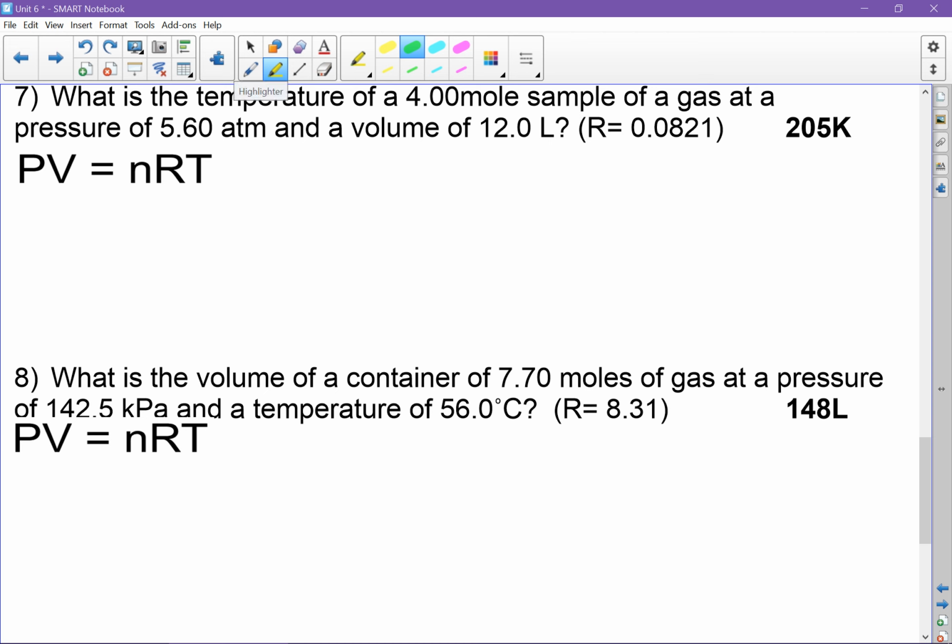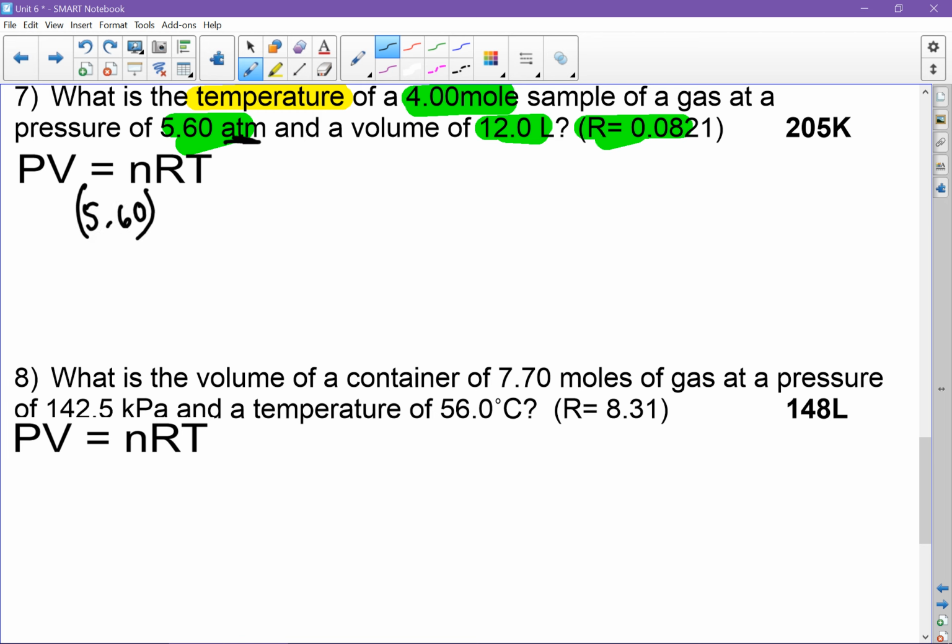Alright, so I want you to write the formula and find the numbers. Here we go. And then you also want to take note of what you were looking for. The question says we need to find what is the temperature. That's where X will go. So we need to put in everything else. Pressure numbers have an ATM attached. Volume numbers will say liters. So I put 12.0 because it says liters. N means moles. That's 4.00. R was given to you here. And temperature is the thing we don't know, so that's where X goes.